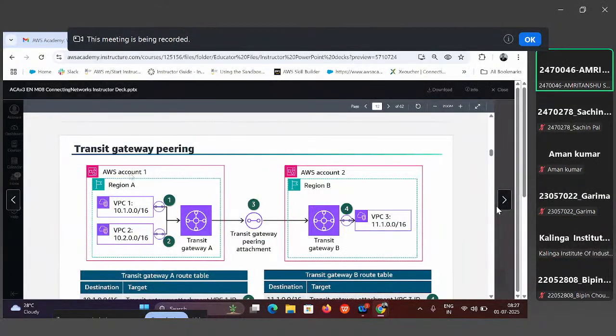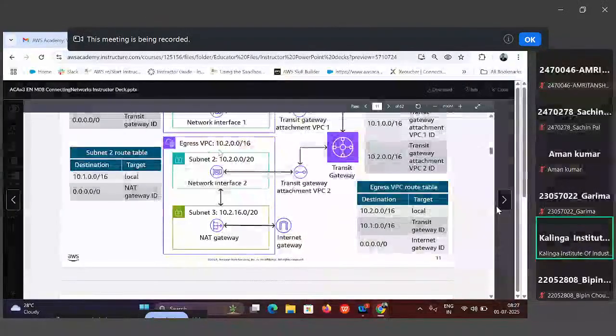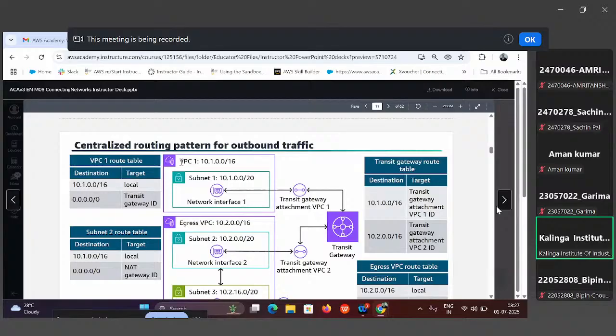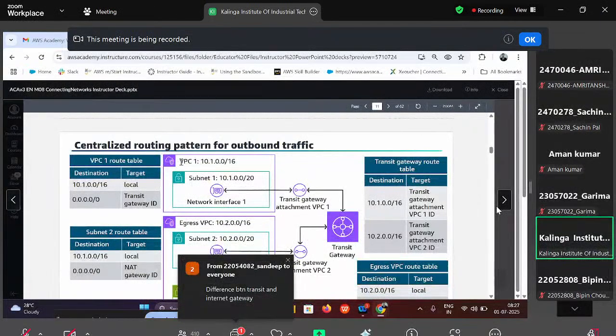Sir, what is meant by egress VPC? This is a kind of VPC which we are using in a different zone, right? Initially we used VPC one and VPC two, and here you can see there will be a different one. They have not mentioned a different zone, but they have configured a different VPC, which they have named the egress VPC, alongside VPC one. That will be used when you are connecting to the internet.